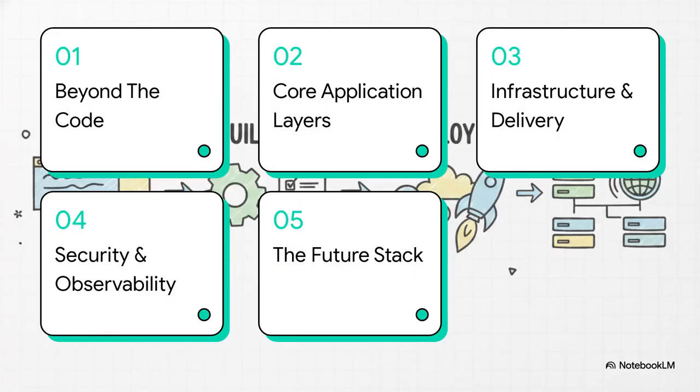So here is our blueprint for today. First, we'll look beyond the code. Then we'll dive into the core application layers, followed by infrastructure and delivery. After that, we'll tackle security, scale, and observability. And finally, we'll wrap up with the future stack. Let's just jump right in.